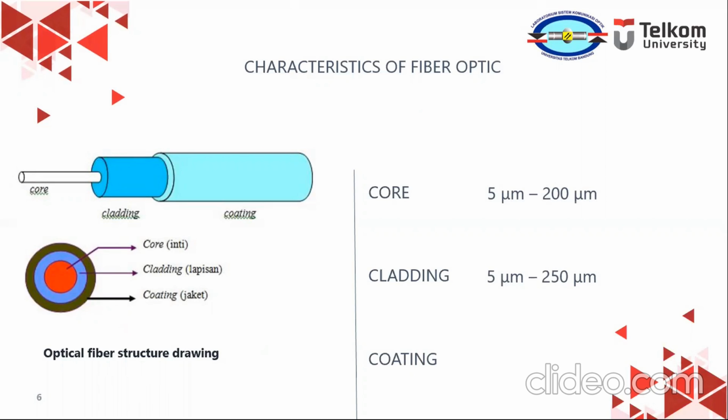Next, cladding. The layer after the core in an optical fiber is called cladding and is made of glass, same as the core. It functions as a light reflector on the core so light does not come out and returns to the core, with a diameter of 5 to 250 micrometers. Plus, coating. Coating serves to protect the cladding and core from various conditions. Coating comes in a variety of colors to differentiate the order of cores and tubes.